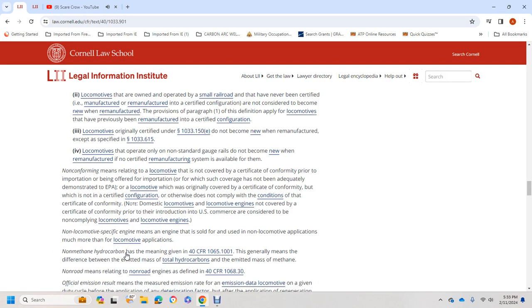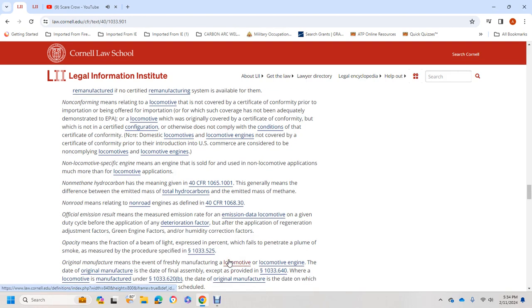Non-locomotive-specific engine means an engine sold for use in non-locomotive applications much more than in locomotive applications. Non-methane hydrocarbon has the meaning given in Title 40 CFR 1065.1001. It generally means the difference between the emitted mass of total hydrocarbons and the emitted mass of methane.